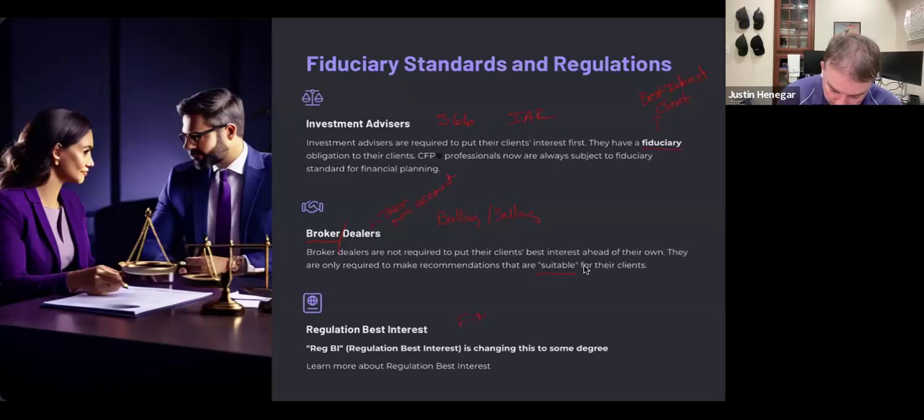There is a new regulation that's been out the last couple of years called Regulation BI. And again, these are from FINRA, the Financial Industry Regulatory Authority, I think. And this is beginning to change things a little bit, in that we need to make sure that we are doing what's in the best interest of the client from this standpoint. Okay.